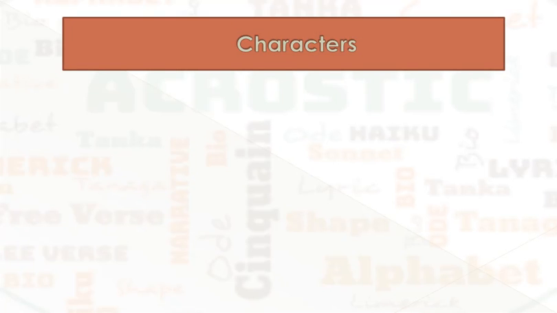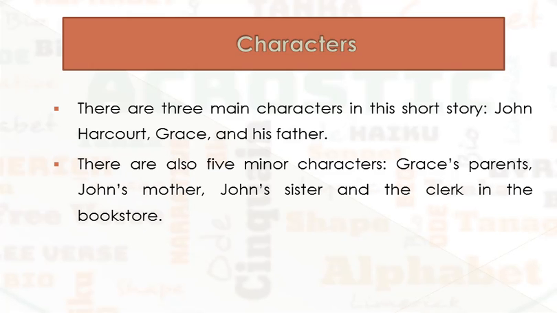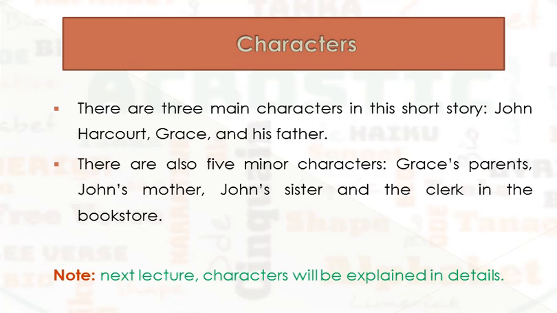Now, the second element is characters. In this story, there are three main characters: John Harcourt, Grace, and his father. On the other hand, there are also four minor characters, who are Grace's parents, John's mother, John's sister, and the clerk in the bookstore. In the next lecture, however, characters will be explained in detail.